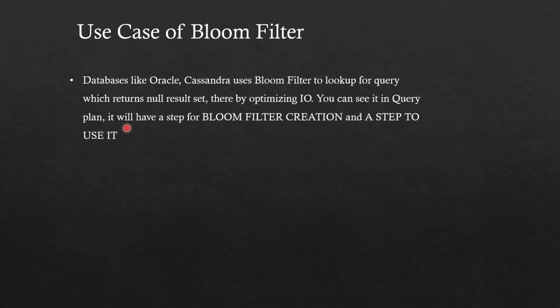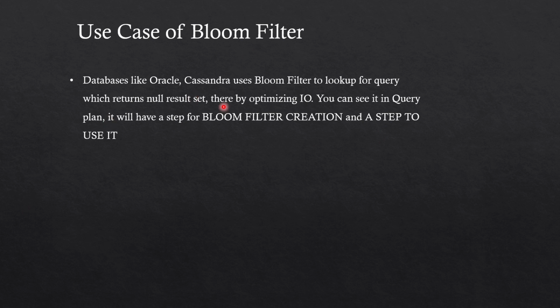So first use case is in databases like Oracle and Cassandra, where a Bloom filter is used for lookup of a query. So this is what I was telling you before. What it does is it optimizes the result set and the IO, and if you see the query plan where you have a very big query which is expected to span a lot of data sets, you will see a step in the query plan for Bloom filter creation, and a step to use that Bloom filter.